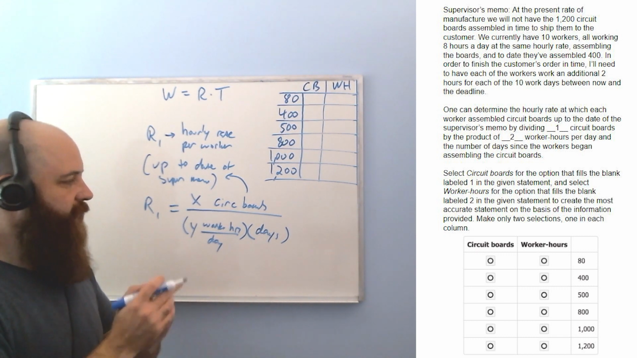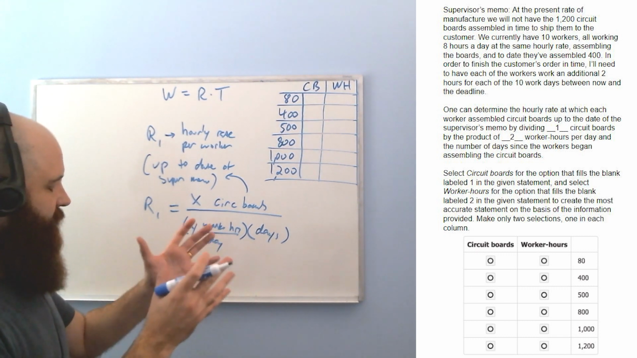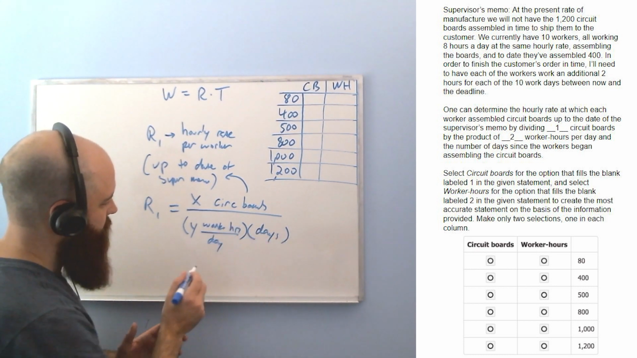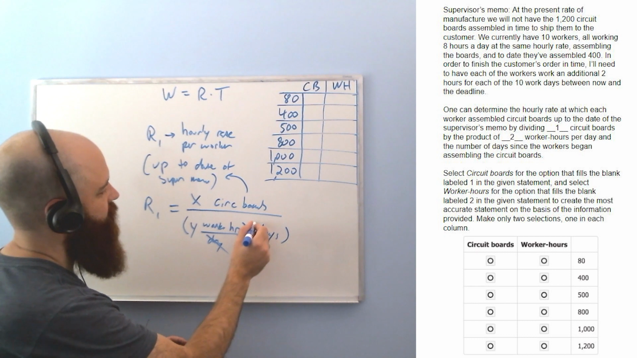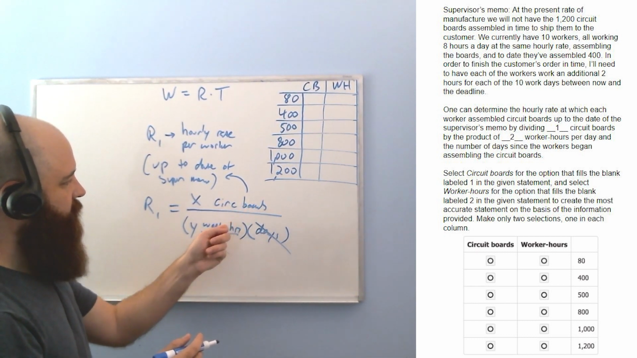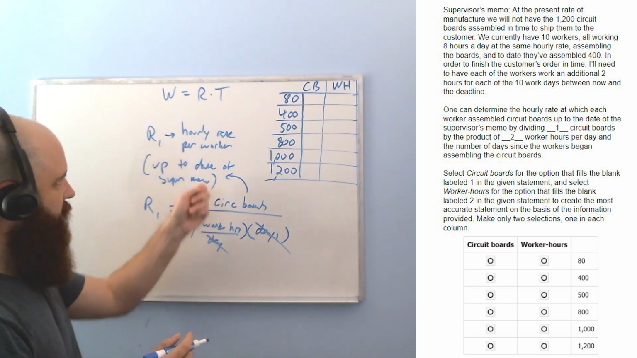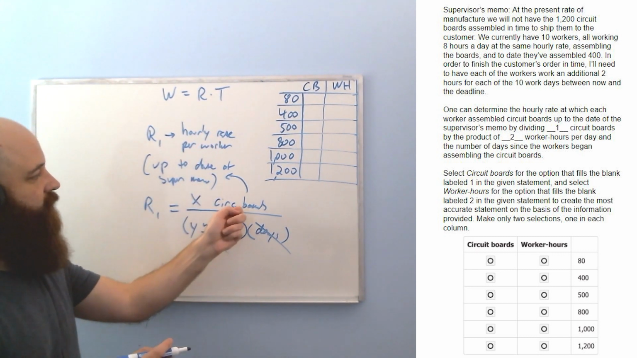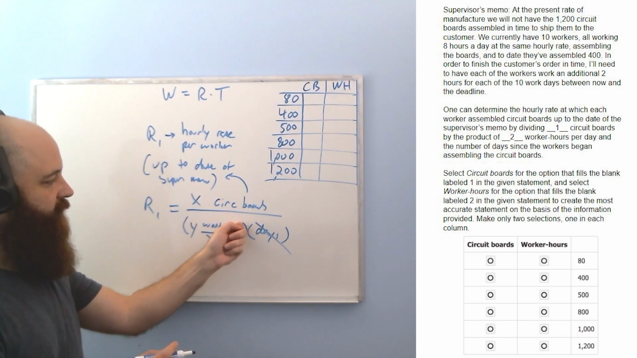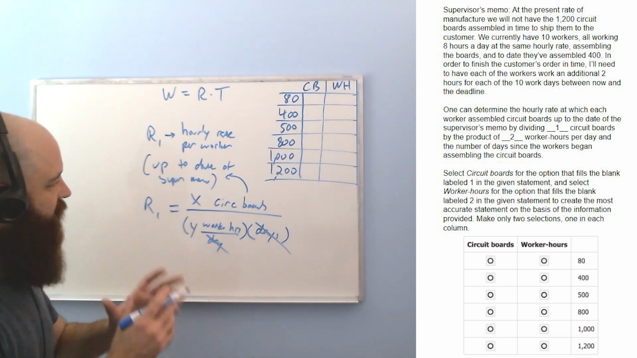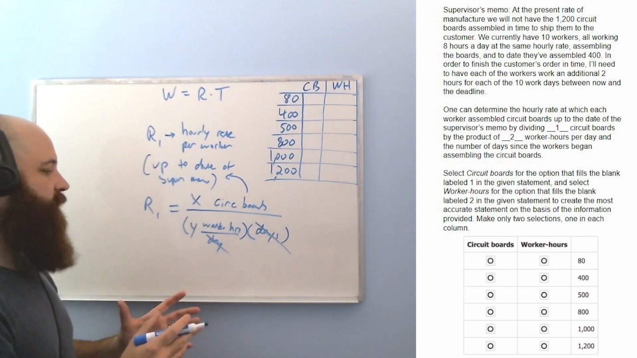Okay, let me just make sure that these units all make sense and my logic is correct. So if I multiply on the bottom, I guess days cancels with days. Then I have circuit boards per worker hour. Is that going to give me the hourly rate per worker? Well, sure, that makes sense. It's circuit boards per hour per worker, because I also have worker on the bottom there. Okay, great. So now I've got to hunt down circuit boards and worker hours.